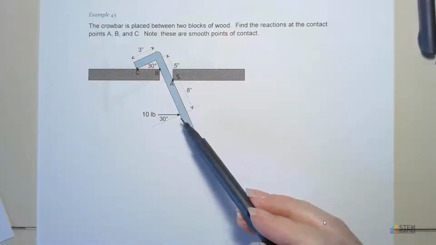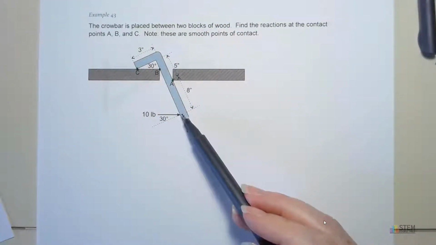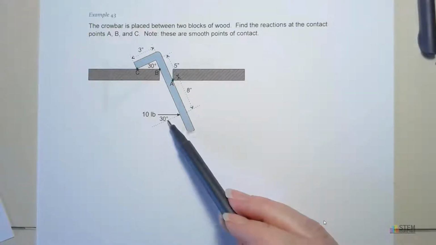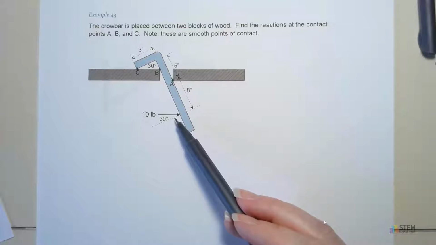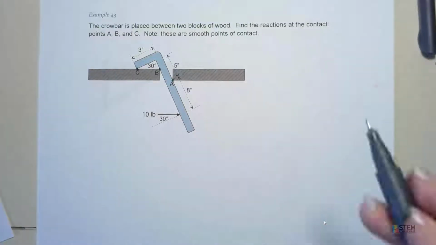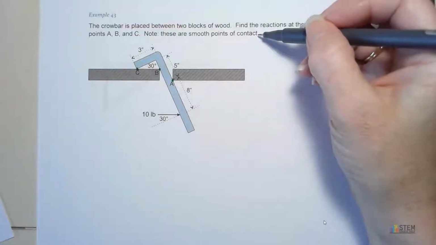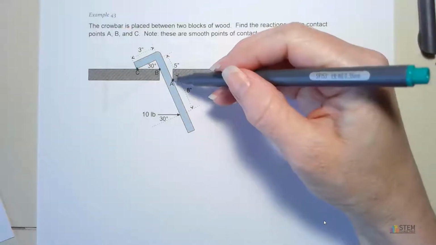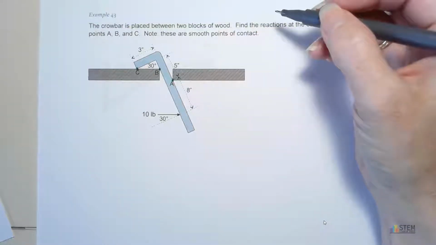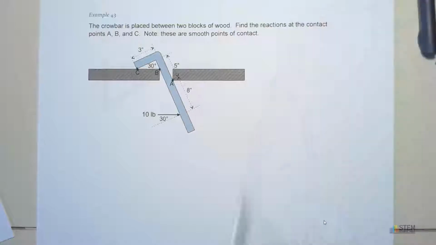Now the person using the crowbar is applying a force down here. The magnitude of that force is 10 pounds. It is at an angle of 30 degrees with the line that's perpendicular to the crowbar. Notice this says they are smooth points of contact, so you don't have to worry about friction or anything like that at the contact points.